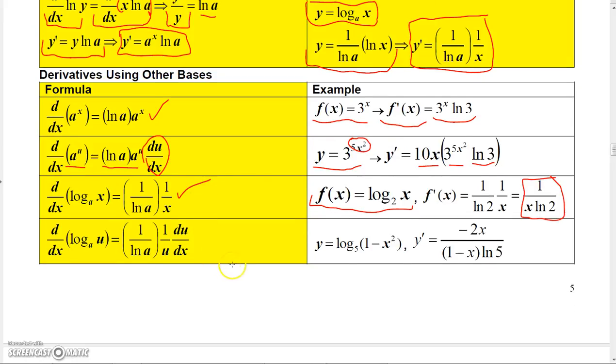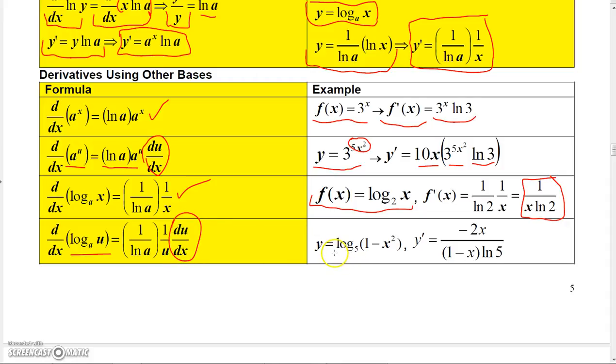Now, if you wanted to do one for the log of u base a instead of the log of x base a, well, it works the same way as this previous one did here, except this time you still have 1 over natural log of a times 1 over u, but then you have to multiply again times u prime.